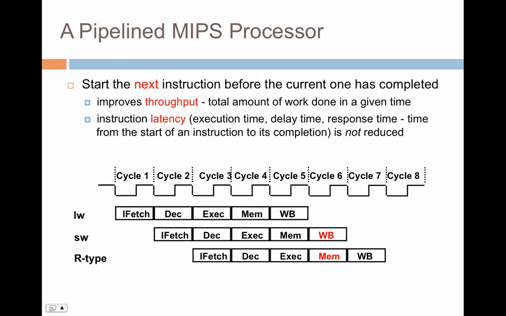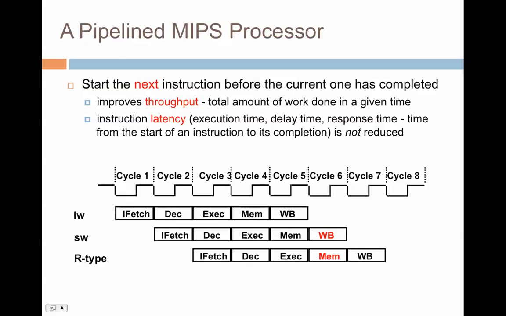If you look at the next instruction, which is the store word, in cycle 2, we can do the fetch, because in cycle 1, we did the instruction fetch for the load word, and in cycle 2, that load word moves to the decode stage. And in cycle 2, when the load word is being decoded, we can do the instruction fetch for the store word. So now, if you look at cycle 2, there are 2 instructions in the pipeline.